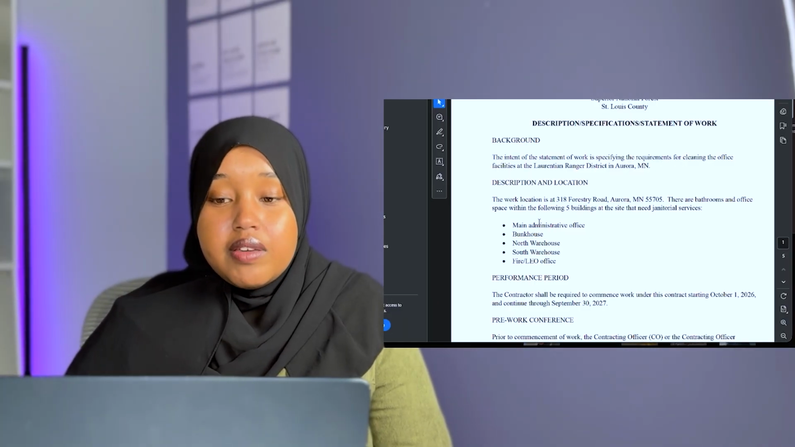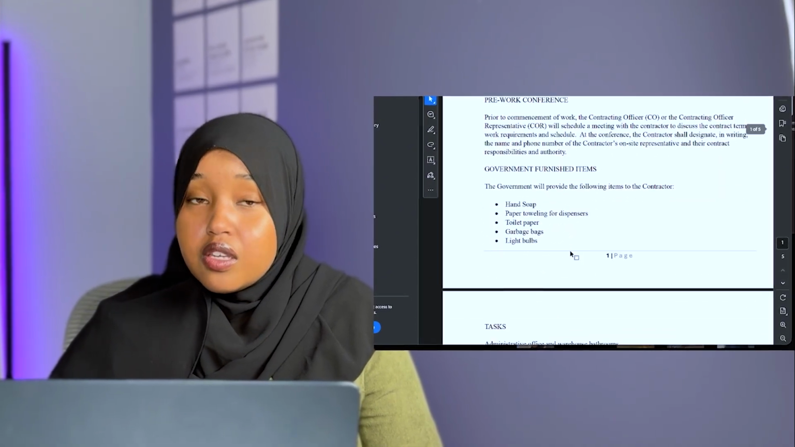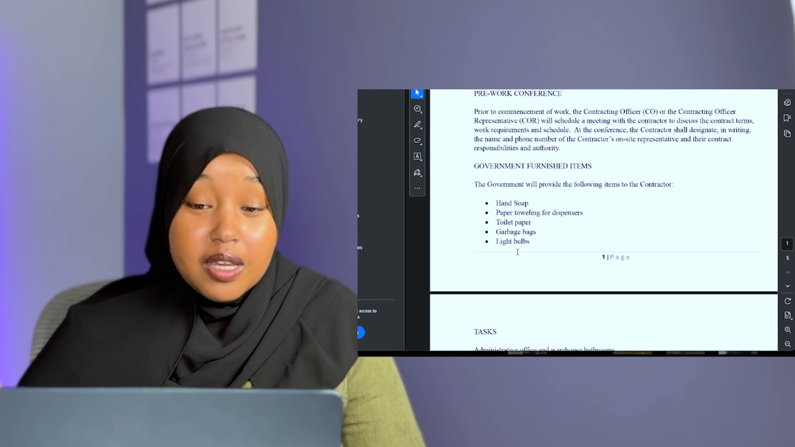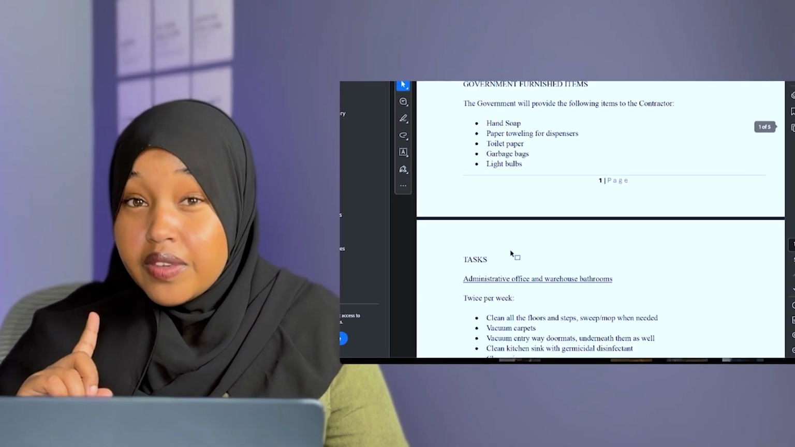And in this case, it will be 5 buildings. They want you to start on October 1st. They will provide all the consumables, in this case, hand soap, toilet paper, paper towels, light bulbs, garbage bags. It's a little bit unique. They also want you to install light bulbs.